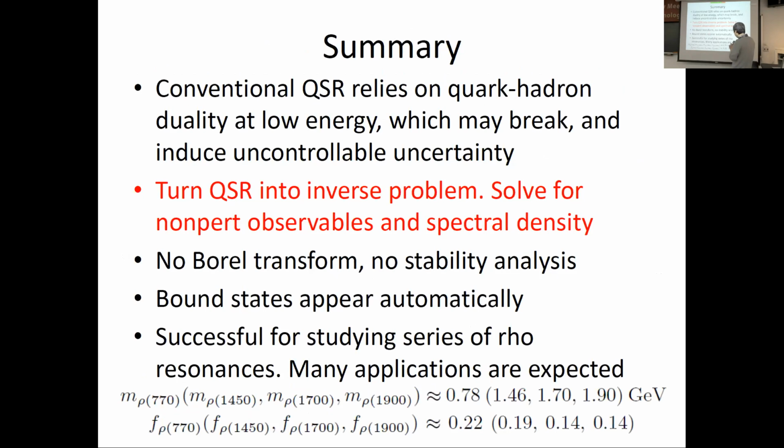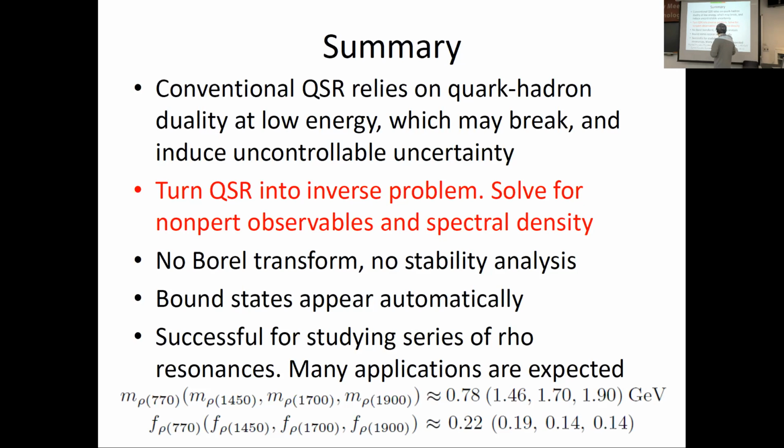So, summary. The conventional sum rules rely on quark-hadron duality at low energy, which may break and induce uncontrollable uncertainty. In our approach, we turn the sum rules into an inverse problem. So we solve the non-perturbative quantities, like decay constant, mass, and decay width, together with the spectral density. Here I didn't show the solution for the spectral density. It's not a delta function. It's more like a ramp function.